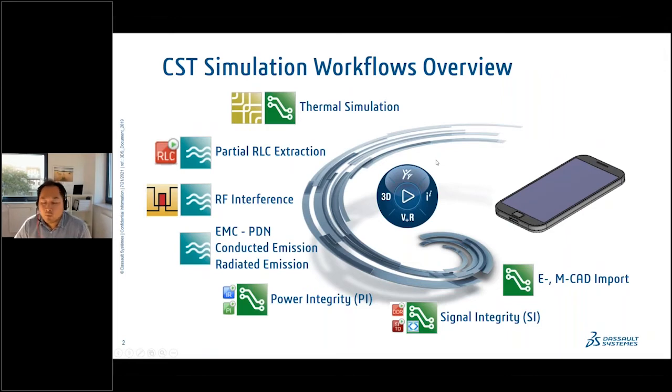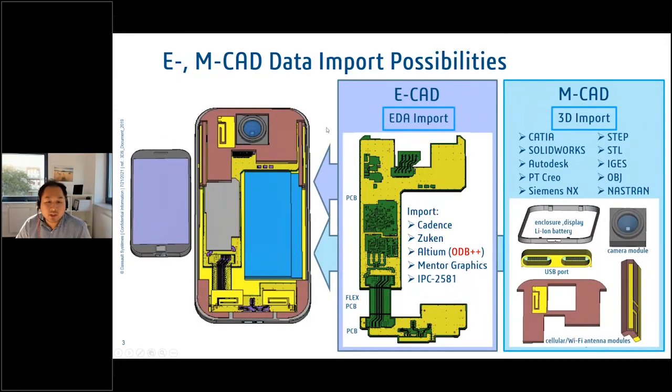I will cover the three most important typical PCB analyses: signal integrity, power integrity, and EMC analysis. This slide also shows that different kinds of analysis can be done, for example RF interference, partial RC, and thermal simulation. But I think in the next 20 minutes I will not be able to cover those topics. But let's see. I will start directly with the first step for building your simulation.